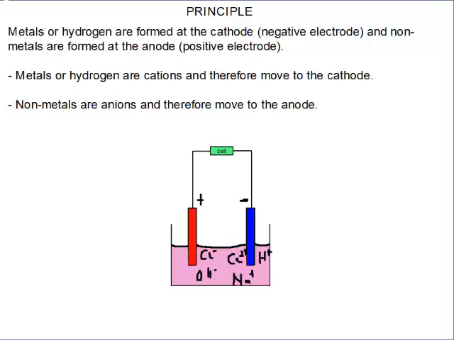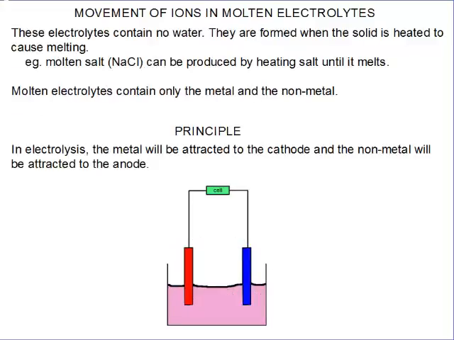Now that we know that metals or hydrogen go to the cathode and non-metals go to the anode, let's see some different situations that could arise. Now, movement of ions in molten electrolyte.